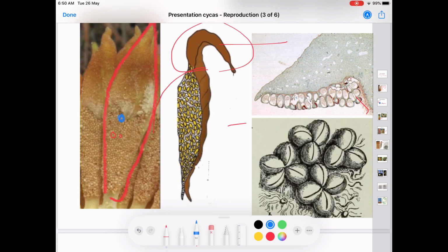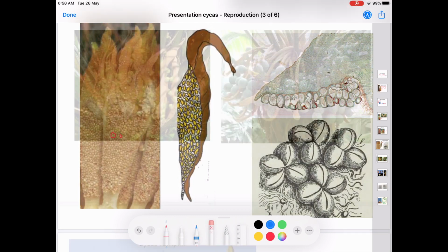Here you can see the structure of microsporangia. It will be hanging on the lower side, that is the abaxial side, of the microsporophyll. Thus, numerous such microsporophylls are arranged in a spiral manner on a central axis to form the cone.